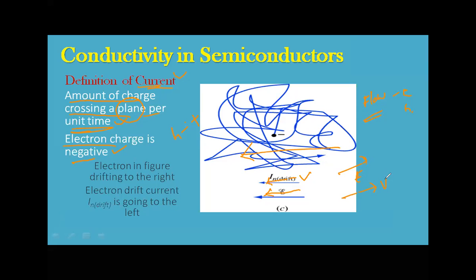The velocity which the charge gets due to the electric field, we call it a drift velocity. So drift velocity is a velocity that comes only in the presence of an electric field, beta.